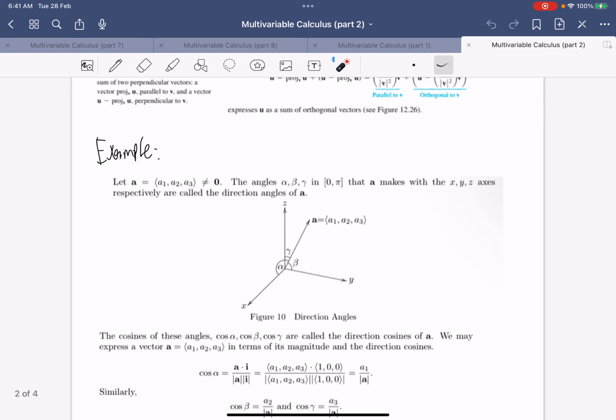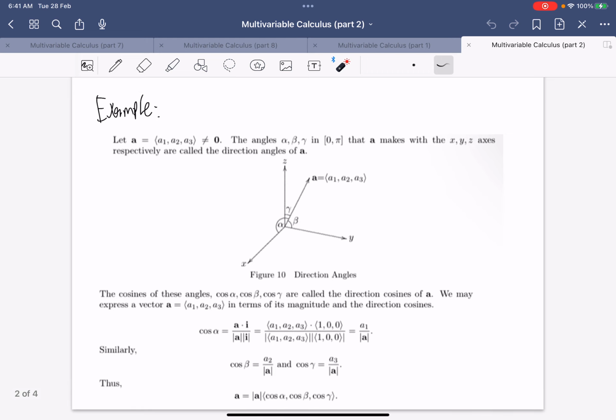Another definition to note is the direction cosine, which is the angle you make with respect to the x, y, and z axes. You're finding the angle it makes with the vector i, the vector j, and the vector k, the standard Euclidean basis. It simplifies to the first component divided by the total length. For y, it's a2, and for z, it's a3 over the length of a.